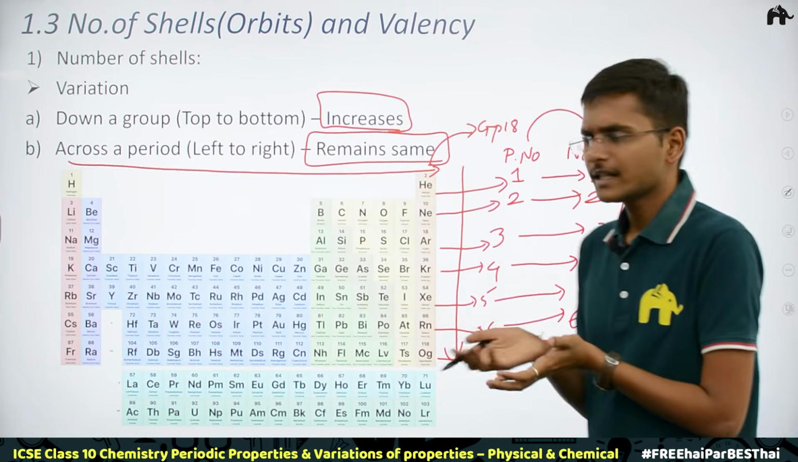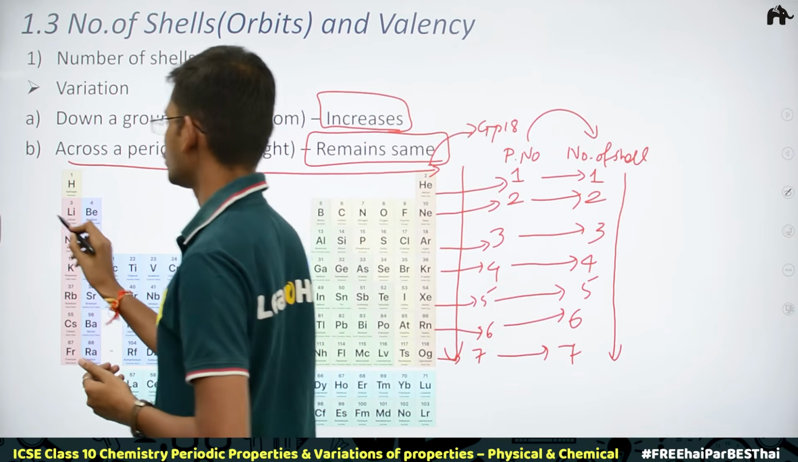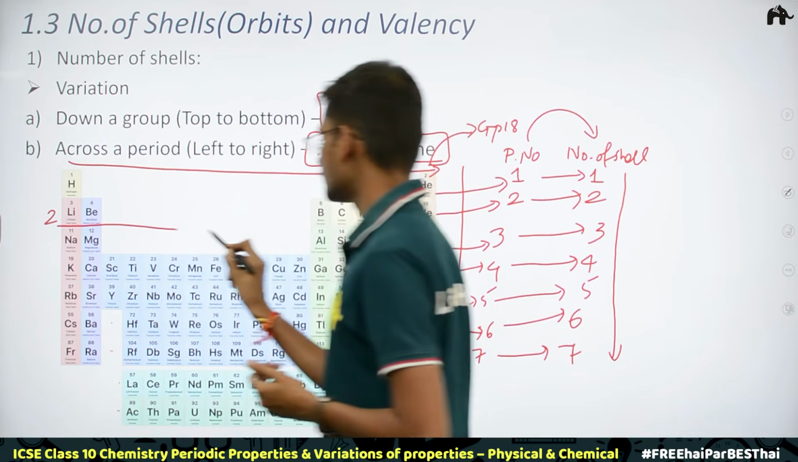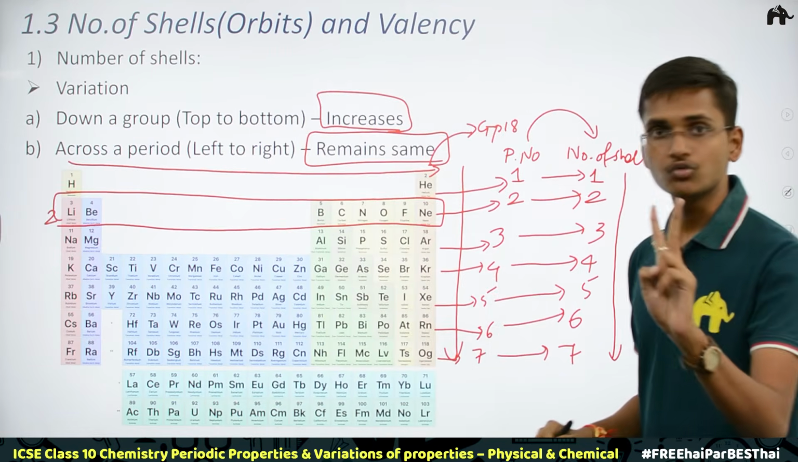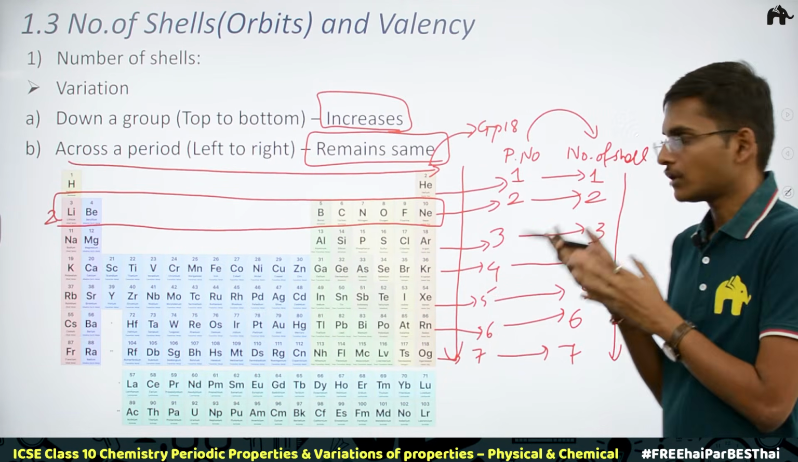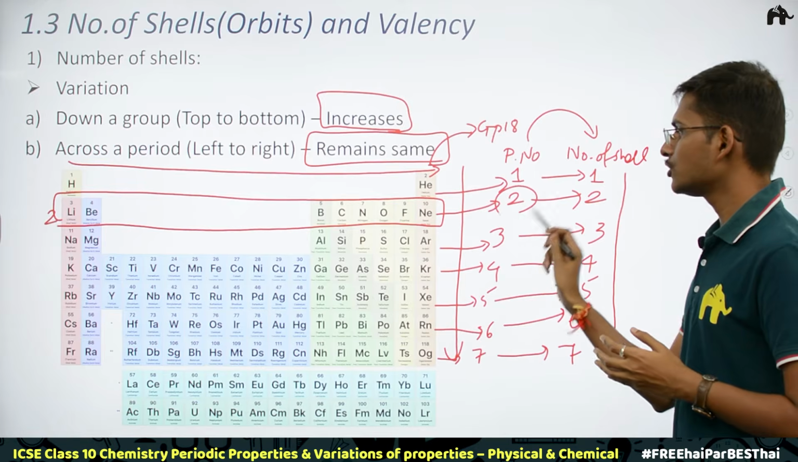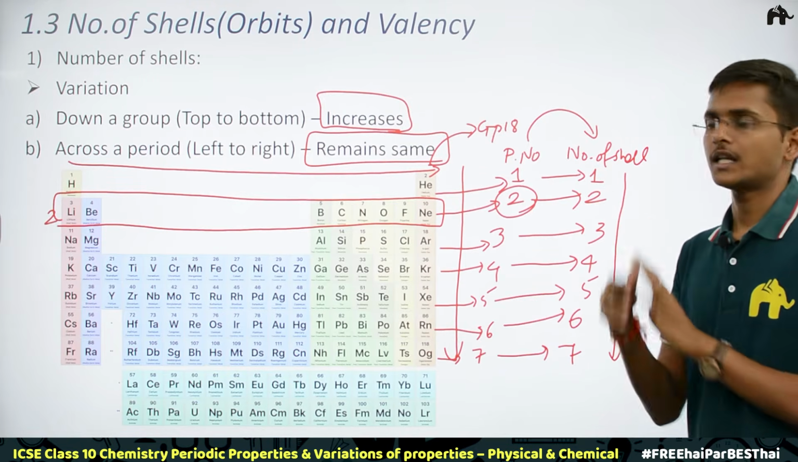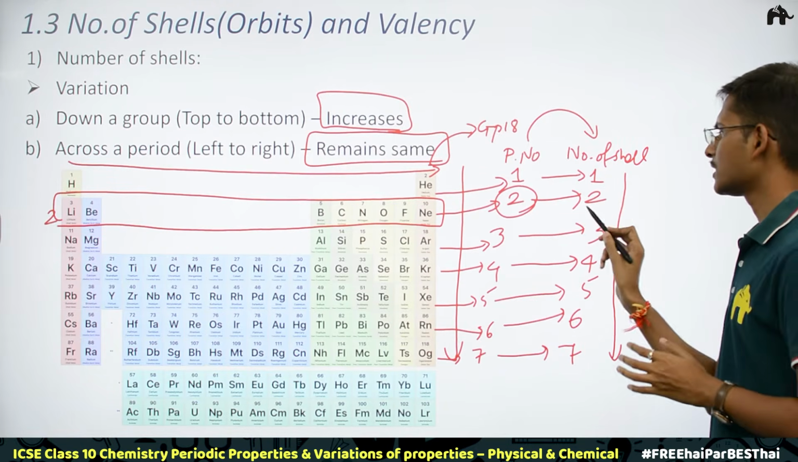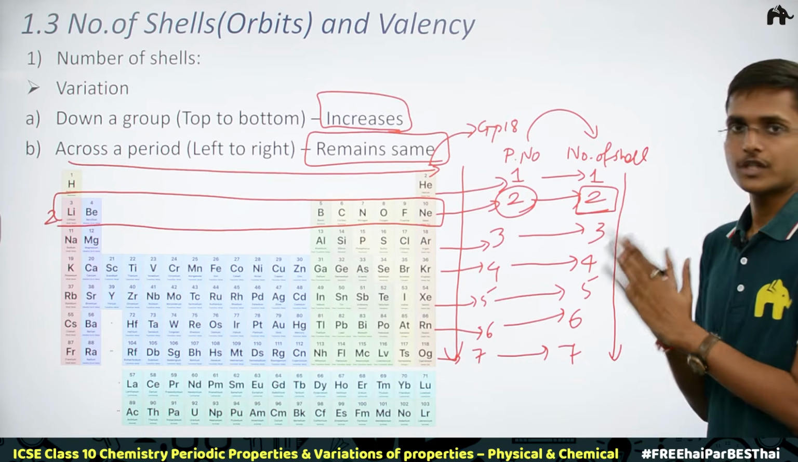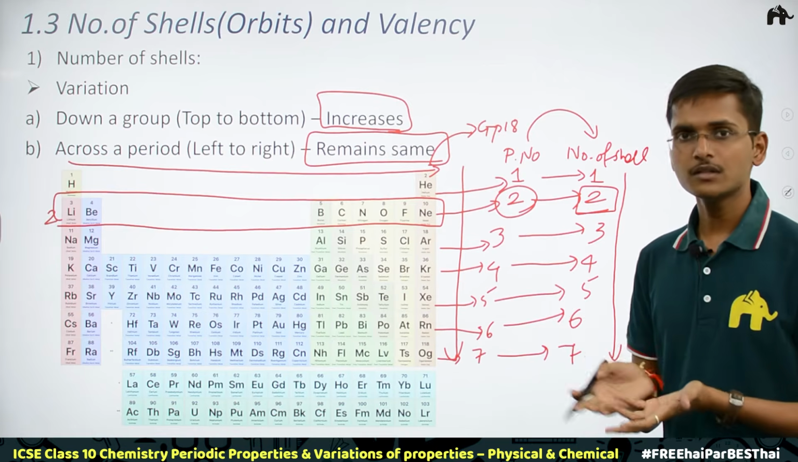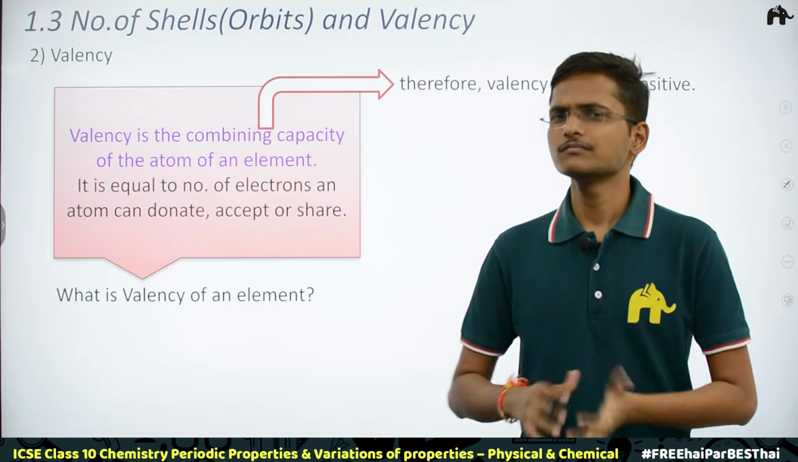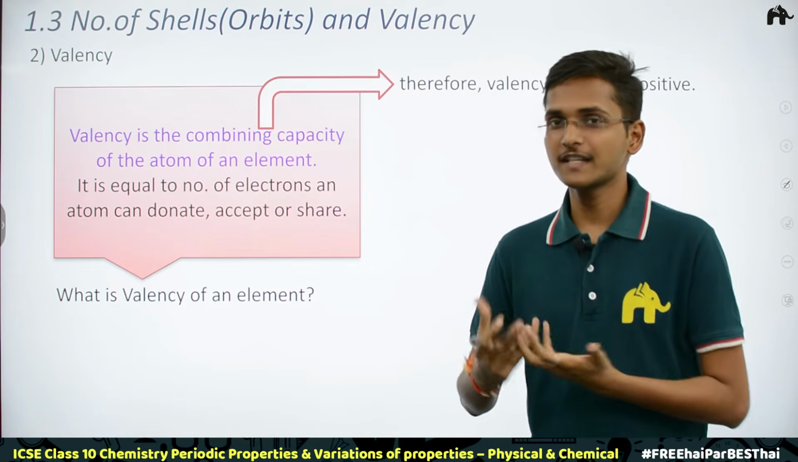Now let's take an example of, suppose, period number 2. All these elements of period number 2 have only 2 shells, right? How did we come to know this? Because we know these elements belong to period number 2 and the number of shells is the same as the period number. So these elements have 2 shells. So when we are moving across the period, is there any change in the number of shells? No, it remains the same. So now let's move ahead and see what valency means to us.